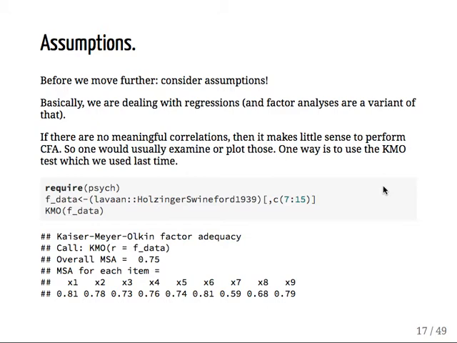No, this is 0.59, 0.68, but the average is 0.75. So it's okay, but there's some items which don't correlate well with other items. Yeah. So as before, we do this type of check.